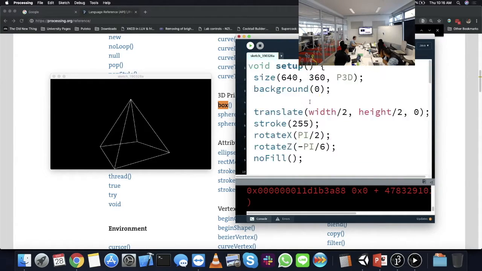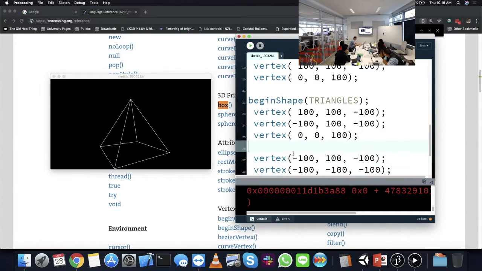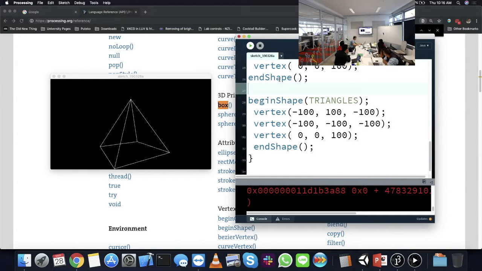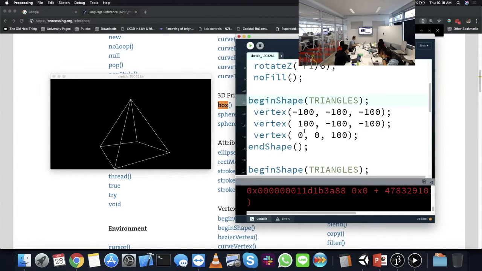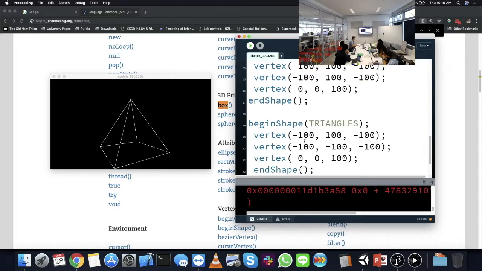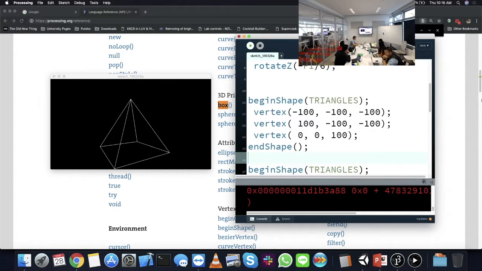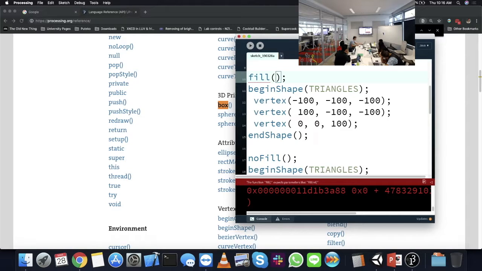What we actually can do is put begin shape and end shape at the end of each of these just to make it a bit easier on ourselves. So now we can more clearly see there's a triangle with 3 vertices, a triangle with 3 vertices, a triangle with 3 vertices, and a triangle with 3 vertices. And what I can do is change some of these to fill. Let's do 1 and 2.